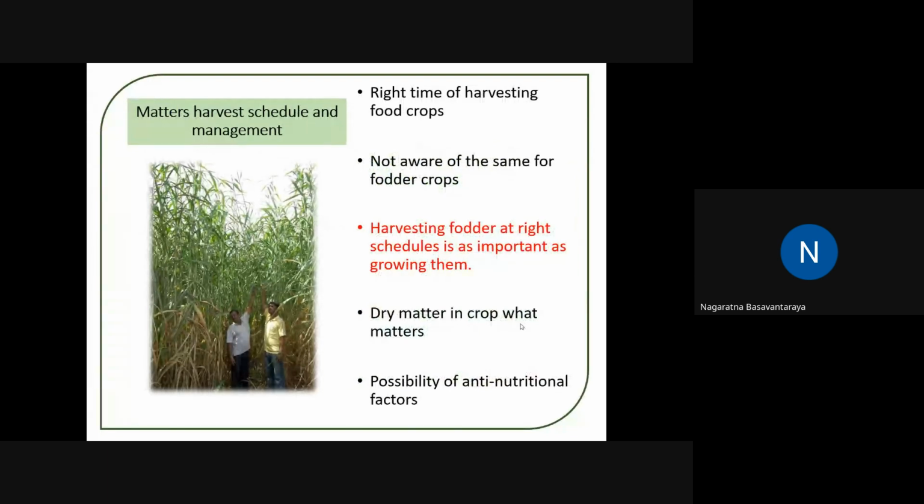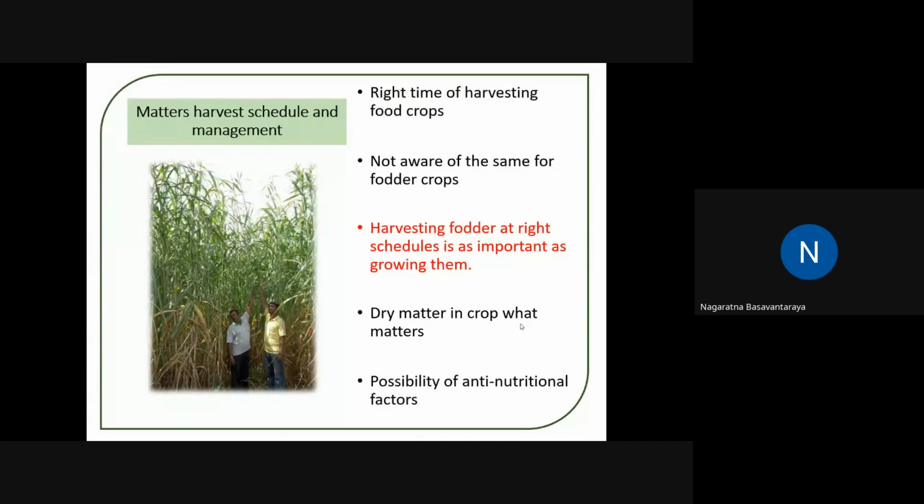It's not just the cultivation of the fodder that is important, but also the time when the farmers harvest. If farmers harvest the fodder at the right time, only then are they able to get quality nutrients for their animals. In the photograph, you can see how tall the crop has grown, nearly 3 to 4 feet, and that the crop has dried. The moment the crop has dried, it loses its nutritional value.